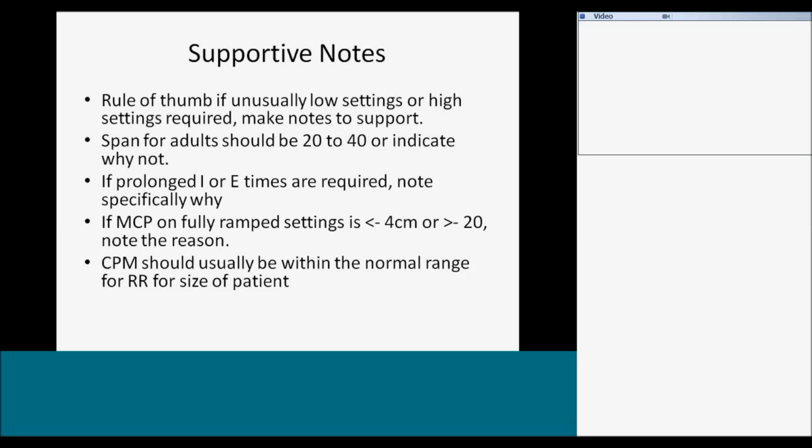The cycles per minute for secretion clearance or for support should usually be within the normal respiratory rate range for the size of the patient. So pediatric patients that normally breathe 30 to 50 times a minute shouldn't be on a rate of 12. Adults that normally breathe 12 to 20 times a minute shouldn't be on a rate of 60, most typically. But if that's where they wind up through the process outside of those normal ranges, note why they needed to be there.